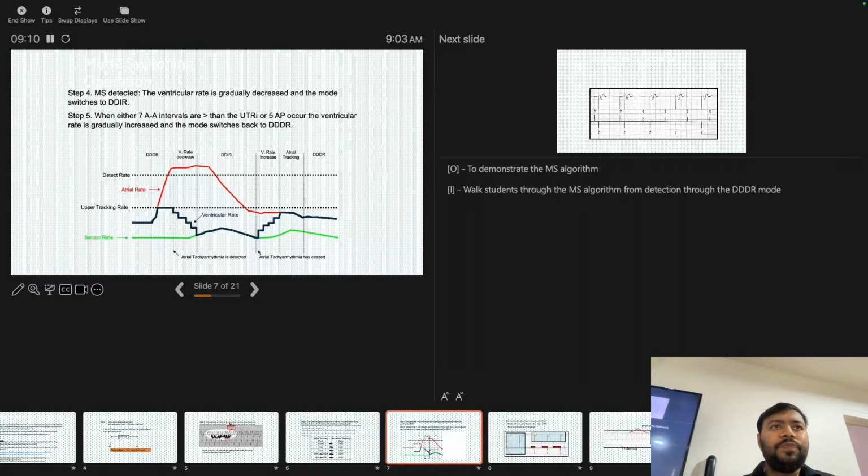Is this four fixed, or can it be changed, 4 out of...? No, it's company fixed, sir. And for the reversion to the normal mode, DDD mode again, the 5 is fixed. Fixed, so we can't change it, sir.